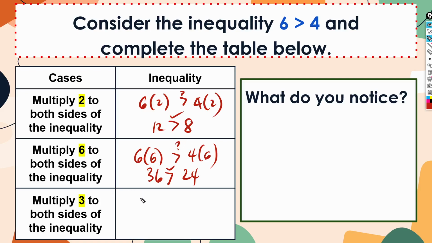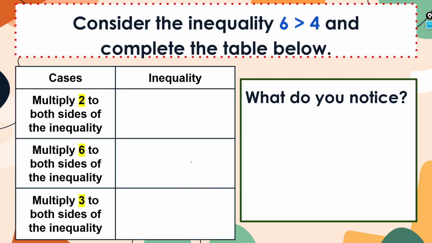How about multiplying by 3? You have 6 times 3. Is it greater than 4 times 3? Of course, 18 is still greater than 12. Tama. So, no problem. Gumagana pala siya kahit ano i-multiply ko to both sides of the inequality. Tama. Kahit ano, pwede ko i-multiply. And the inequality would still be true. Let's investigate further. Tignan natin ito.